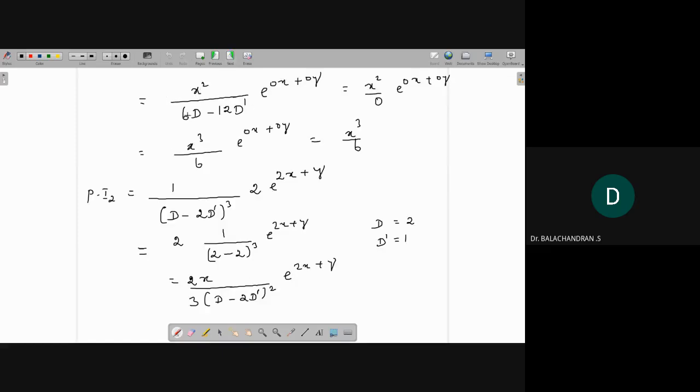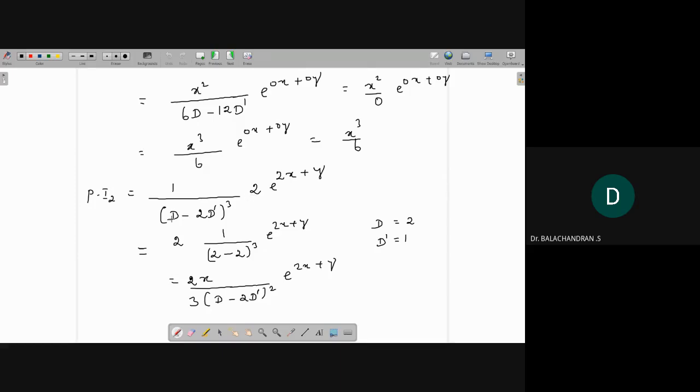So x square divided by 6D minus 12D dash. Okay, again replace D and D dash by 0. I got 0, the denominator. So multiply here again by x. So x cube by, differentiate the denominator with respect to D, you get 6. So x cube by 6. So this is PI1. Next to PI2.